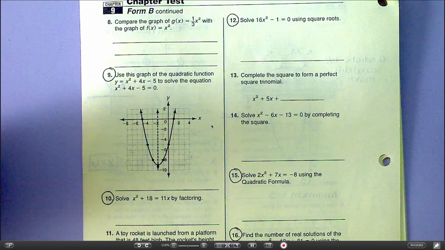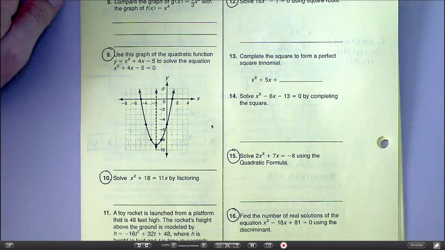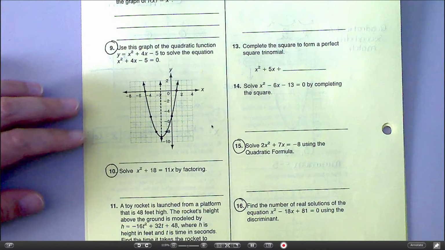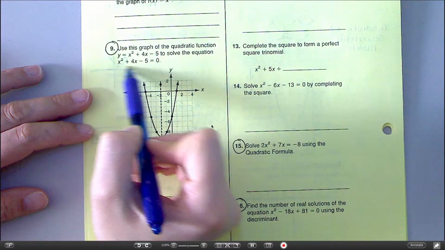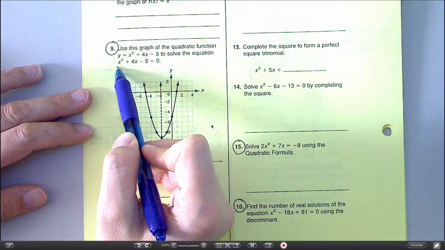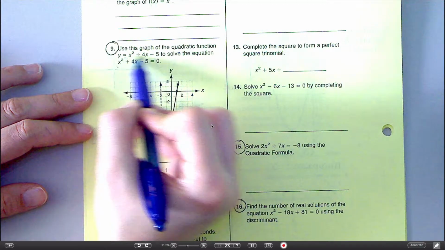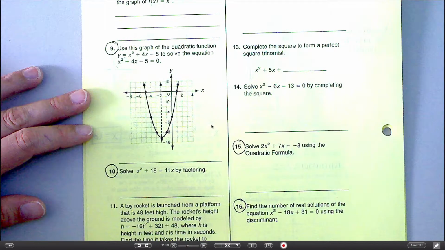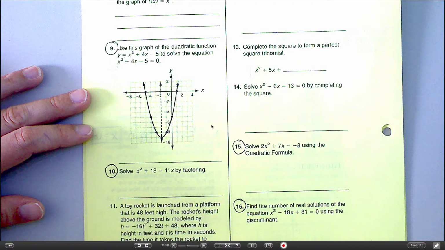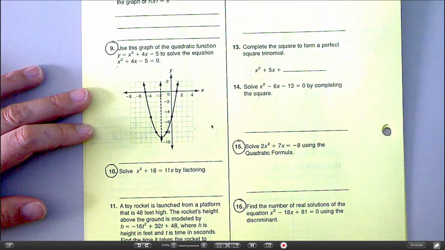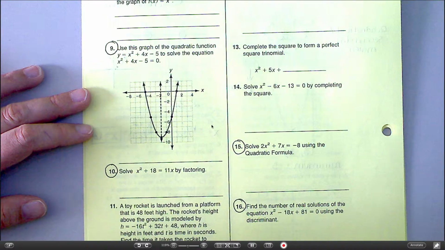Okay, number 9. Use the graph to solve the quadratic function. So here's the equation. The equation that you're really trying to solve is x squared plus 4x minus 5 equals 0. But they've done a graph of that equation for you. So on the graph, what do you look for as a solution? Remember? We just did it. You don't even have to work that hard. If you've got a graph sitting in front of you, which points are the solutions?